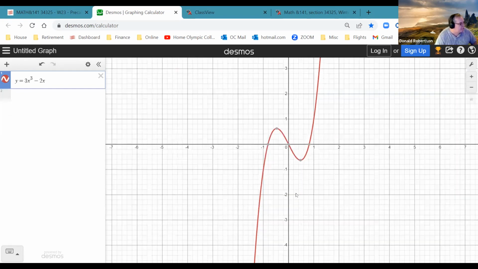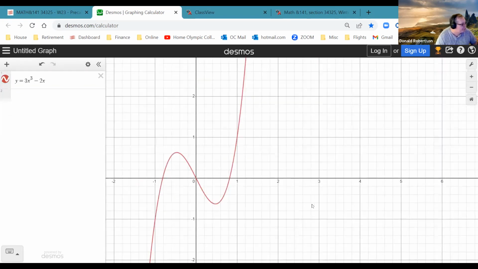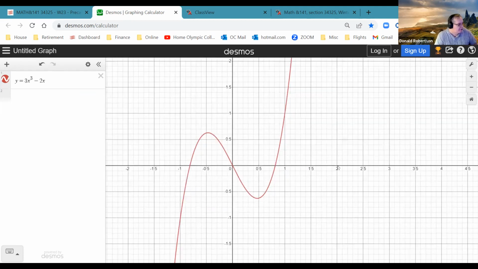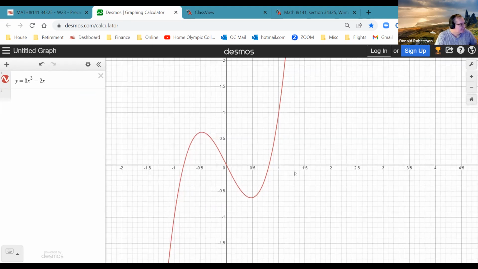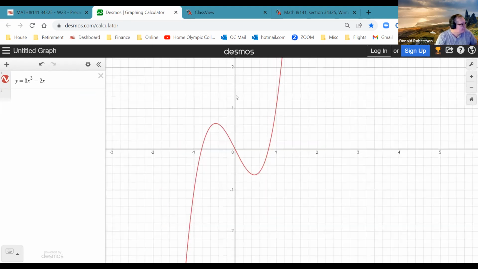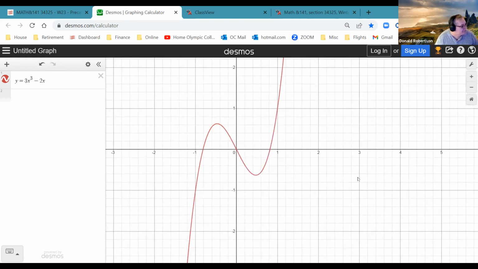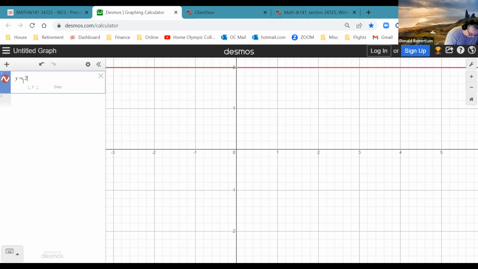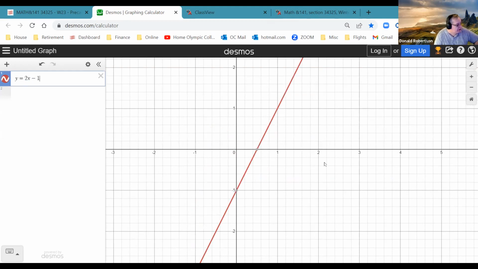And the great thing about Desmos is you can adjust windows by moving your mouse around, and you can shrink it and stretch it and all sorts of cool stuff. Right. So would you agree this function goes down the way forever and up the way forever? So that would be minus infinity to infinity. Right. Now the next one is a straight line, and it's 2x take away 1. Would you agree the y values go downwards forever and upwards forever? So that's also minus infinity to infinity.